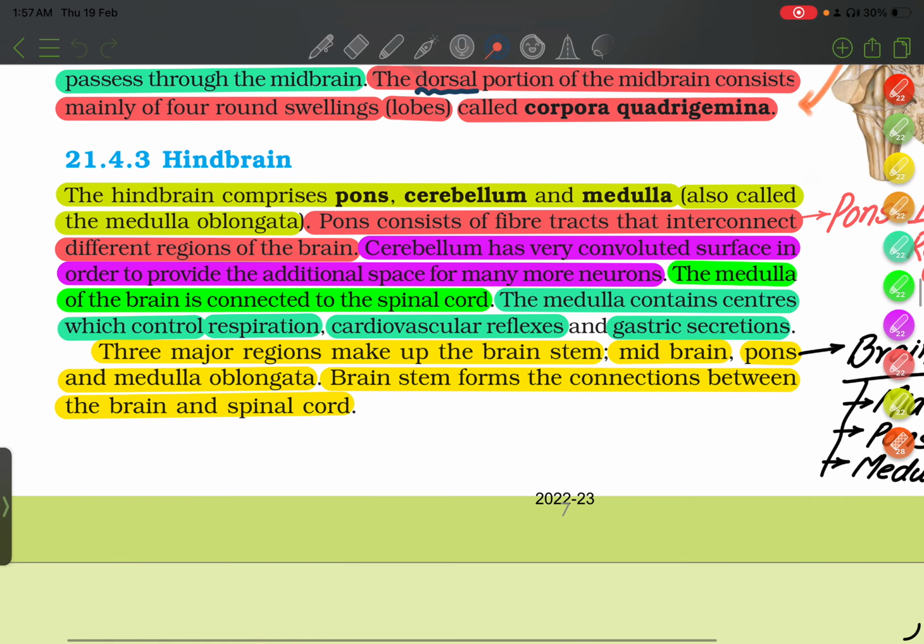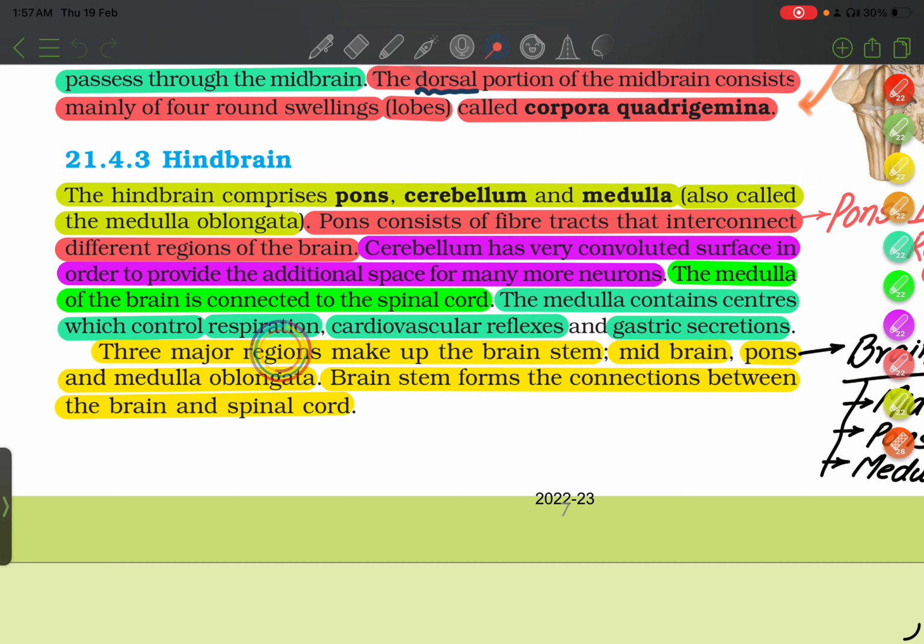Hindbrain. The hindbrain comprises the pons, cerebellum, and medulla oblongata. Pons consists of fiber tracts that interconnect different regions of the brain. The cerebellum has a very convoluted surface in order to provide additional space for many more neurons. The medulla of the brain is connected to the spinal cord. The medulla contains centers which control respiration, cardiovascular reflexes, and gastric secretion.